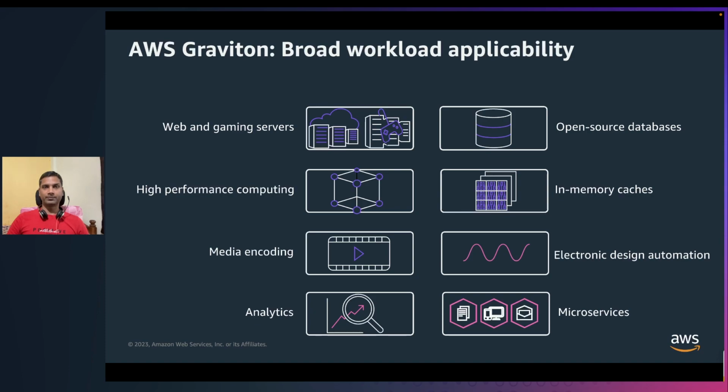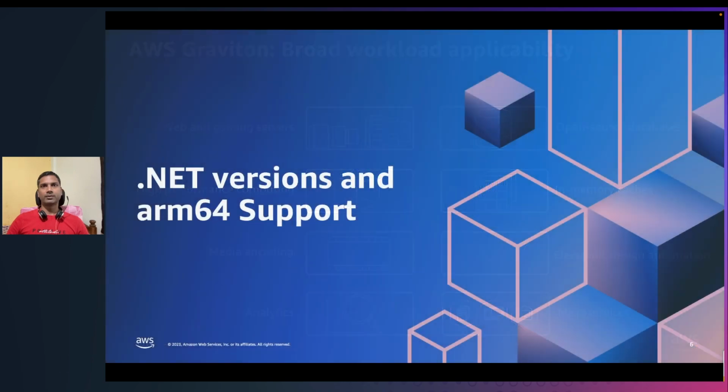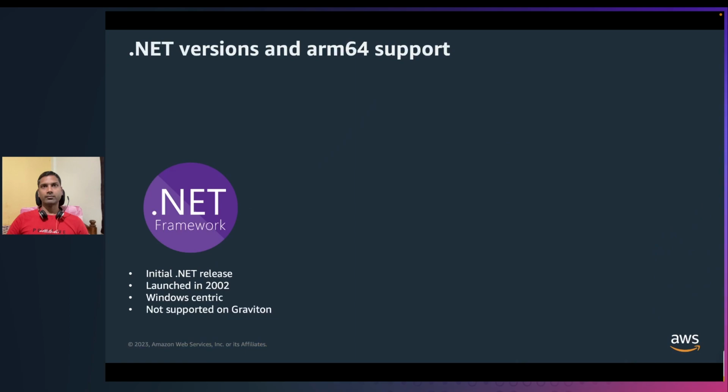x86-64 CPU architecture. With that said, let's shift gears and talk about different versions of .NET and its integration with Graviton powered instances. .NET is a software development framework developed by Microsoft. It is designed to be language independent. It supports multiple programming languages such as C#, Visual Basic, F#, and more. Microsoft originally released .NET as .NET Framework in 2002, which was Windows-centric and had no support for ARM64. Since Windows Server does not support ARM64 architecture, .NET Framework applications cannot run on Graviton instances at this time.